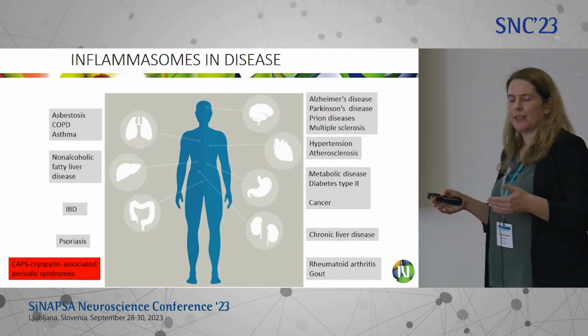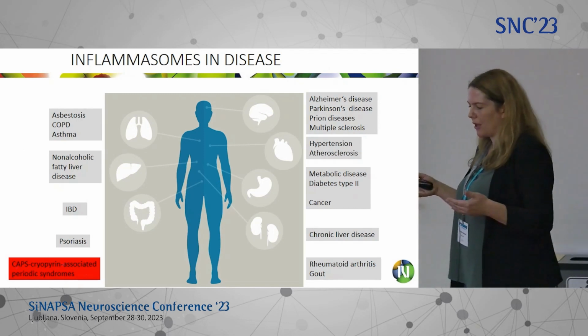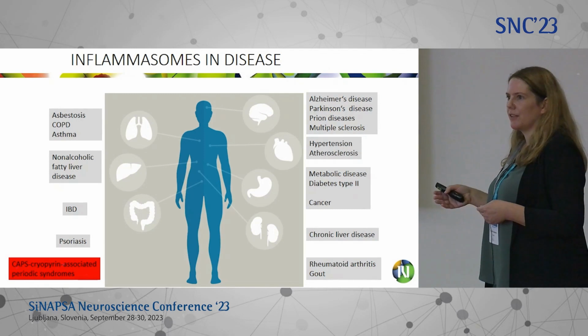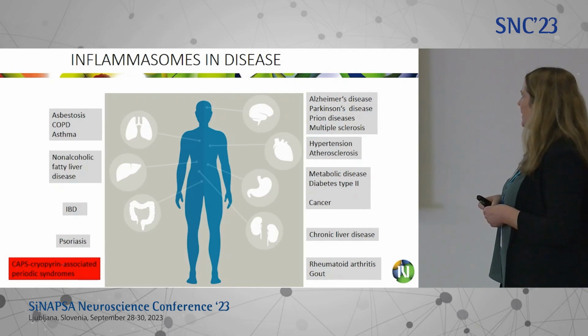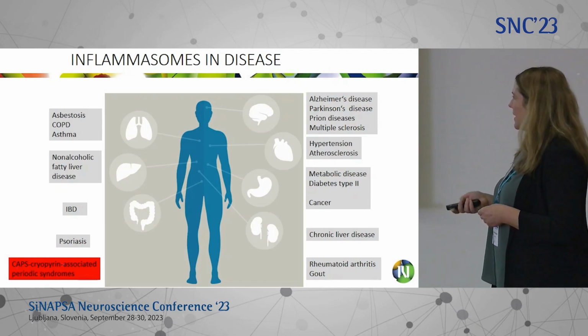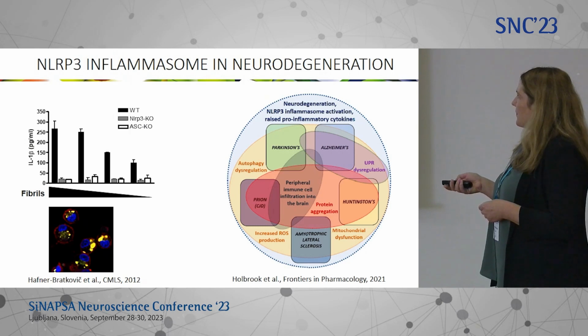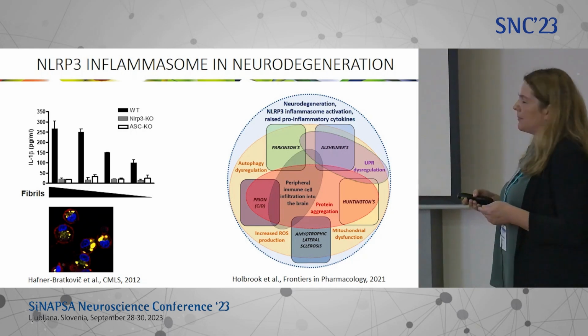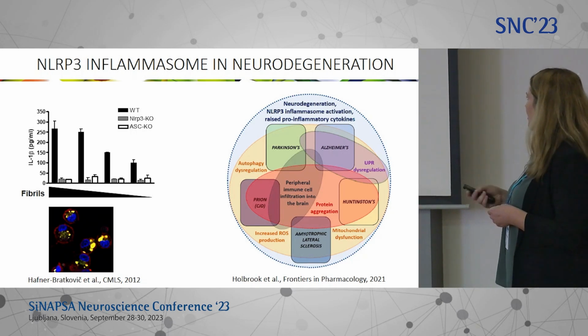With all these different triggers of endogenous and exogenous origin, it's really no wonder that inflammasomes, in particular the NLRP3 inflammasome, have been connected to many different diseases, including neurodegenerative diseases and cardiovascular diseases. So, let's look very briefly into how the NLRP3 inflammasome might be involved in neurodegeneration.